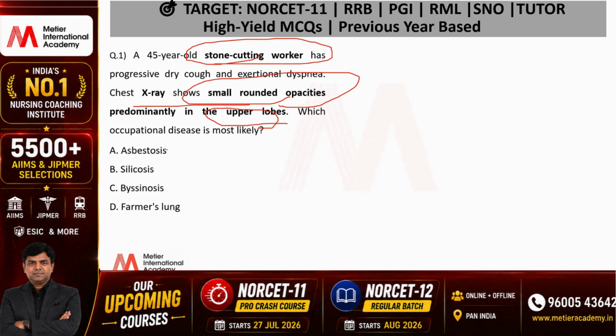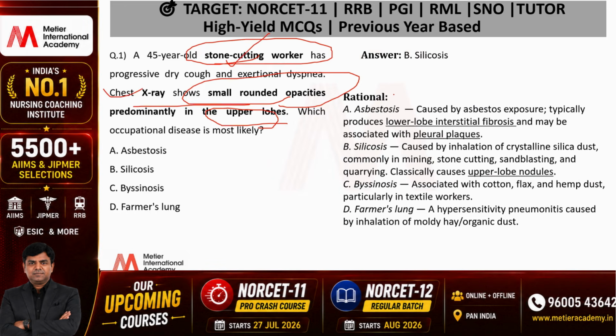Four options they have given here: asbestosis, silicosis, byssinosis, farmer lung. So in which occupational hazard is the upper lobe going to get affected? The right answer is silicosis. So for the person working as a stone cutter, while cutting the stone, what will come out? The silica will come out. It leads to silicosis. Understand, right? So you can see the rationale.